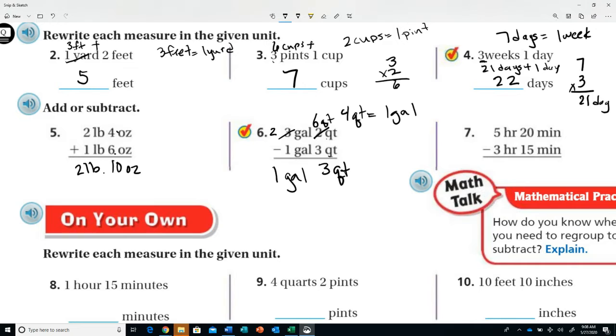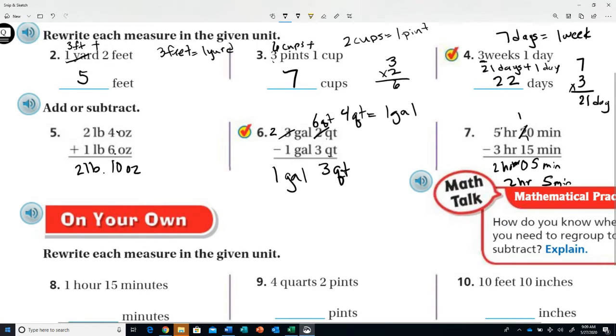Moving on to number 7, 5 hours 20 minutes minus 3 hours 15 minutes. So this one again is pretty straightforward. We're just going to subtract here. 10 minus 5 is 5. 1 minus 1 is 0. You're going to get 5 minutes. 5 minus 3 is 2. So you have 2 hours, 5 minutes. I suppose you don't need the 0 in there. So 2 hours and 5 minutes. And that's your total answer. So I hope you're thinking, so far so good. This isn't too bad. Question 6 was a little rough, but I think I can handle it.